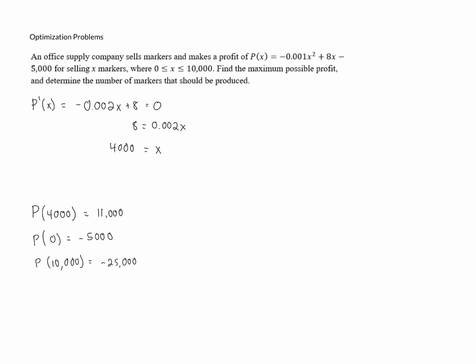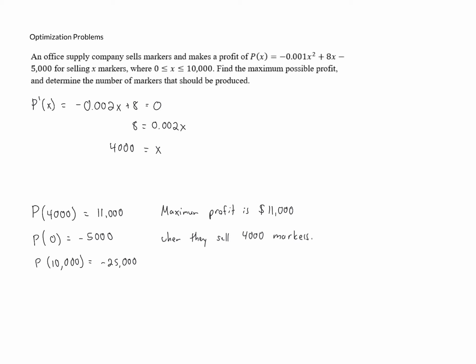And so if we look at these three function values, the maximum is going to be 11,000. And remember that this is profit, so our maximum profit is $11,000. And that is when x equals 4,000, but x is the number of markers they're selling. So this is when they sell 4,000 markers.